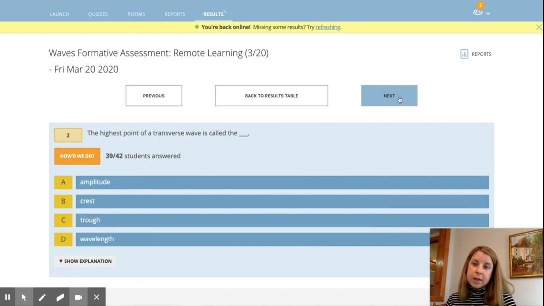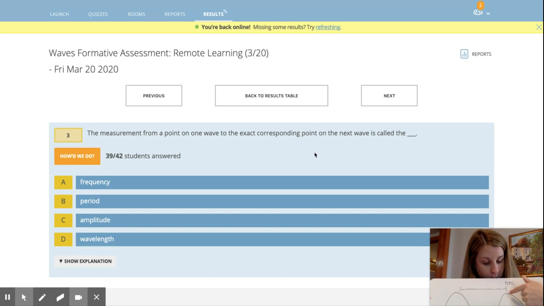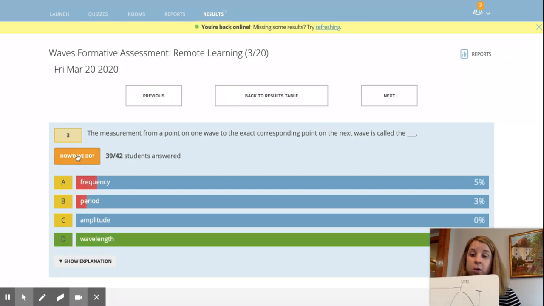Okay. Second question. The highest point in a wave is called a crest. We just talked about that. Okay, we did fairly well on that question. Number 3, the measurement from a point on one wave to the exact corresponding point on the next wave. So that's this area right here. So from here to here, that would be wavelength, okay? So one point to the exact corresponding point on the next wave is wavelength.